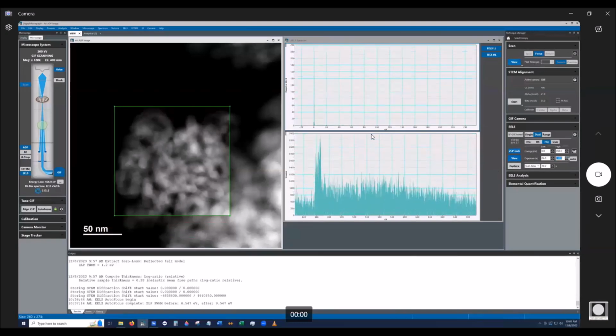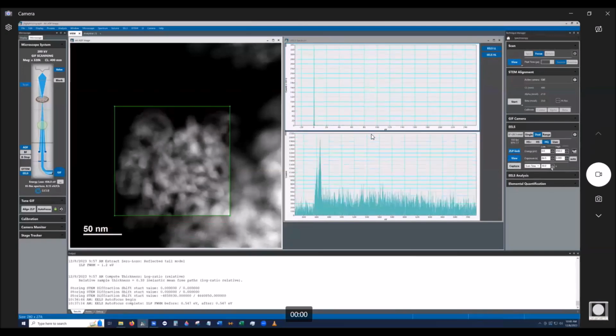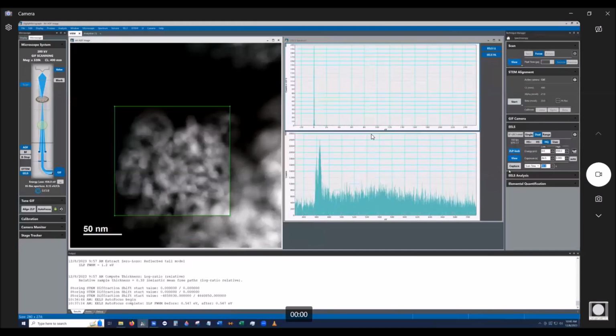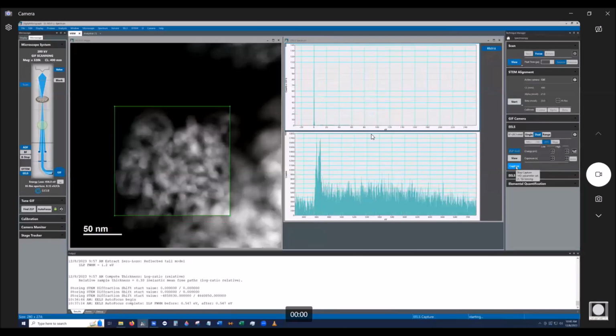Right about there. Okay, so I'm just going to collect a spectrum from this area. Okay, I can boost this up here. I can go quite a bit here because we want to get lots of good signal. Okay, and we'll go ahead and click capture.